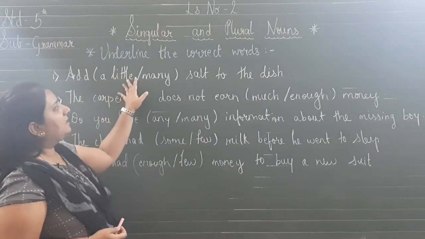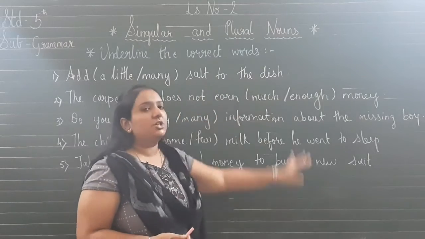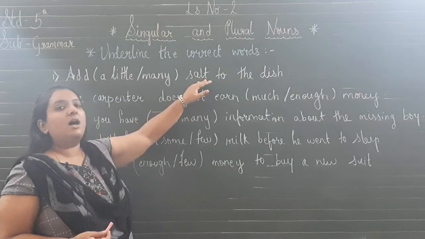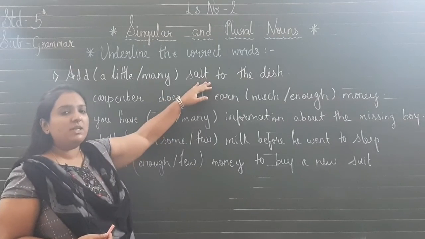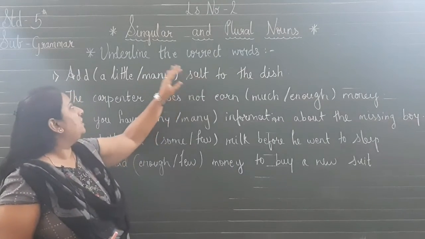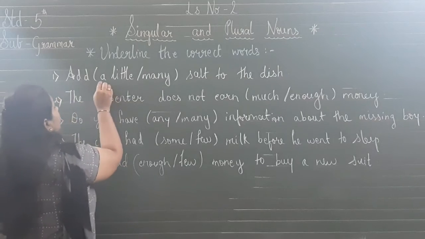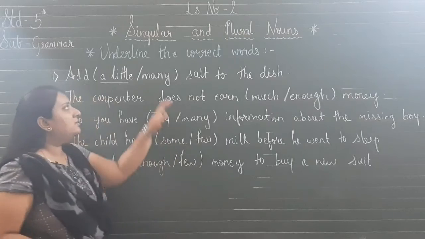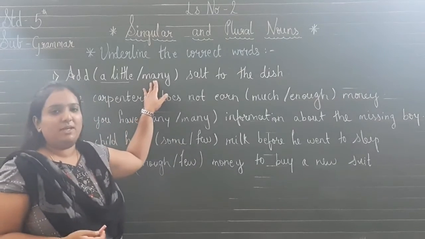Add a little or many salt to the dish. Now by looking at the noun first, here salt is an uncountable noun. So for an uncountable noun, what expression can we use? We can use a little. So we will underline a little. Add a little salt to the dish. We use the expression many for countable nouns.